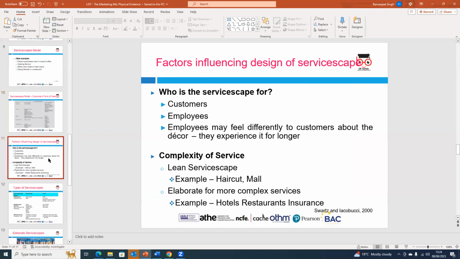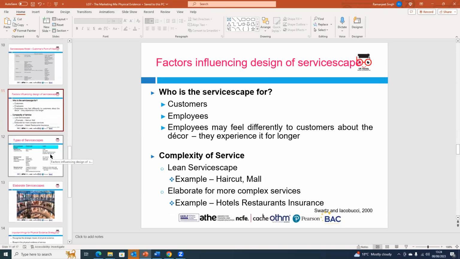What are other factors influencing the design of a servicescape model? Other factors like who is the servicescape for? Is it for the customers? Or is it for employees, who may feel differently to customers about the decor they experience for longer, and so on? Okay. And if it is for complexity of service, you look at the lean servicescape model, for example haircut, mall and hotel and so on and so forth. So different factors will influence the design of the servicescape model differently.